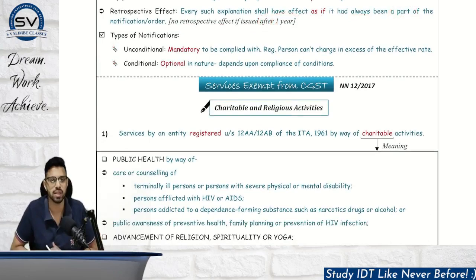One is unconditional, one is conditional. Unconditional means there is no condition to be complied and everyone has to mandatorily follow it. Conditional means comply certain conditions and claim exemptions. So it is obviously optional in nature. If the conditions are not complied, the exemption won't be granted.